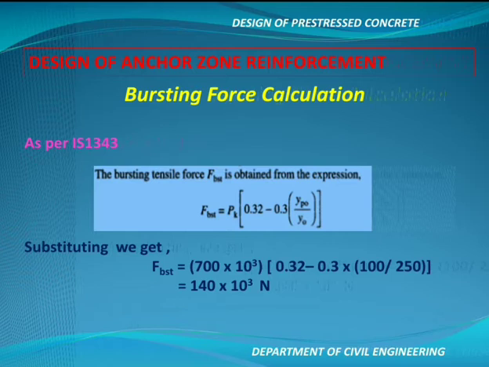Now understand the impact of this force. This 140 kilonewton force will try to burst the anchor zone. So here we have to provide sufficient reinforcement such that the reinforcement is able to take this bursting force.